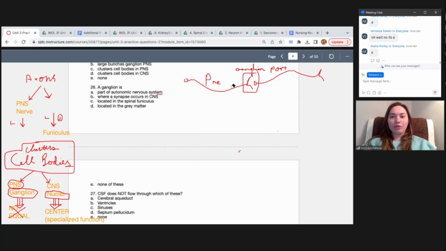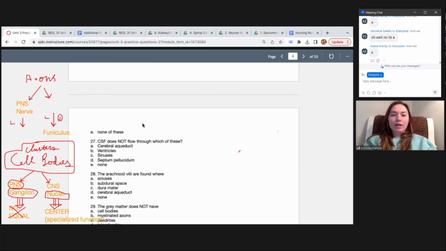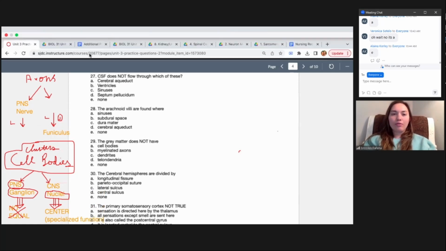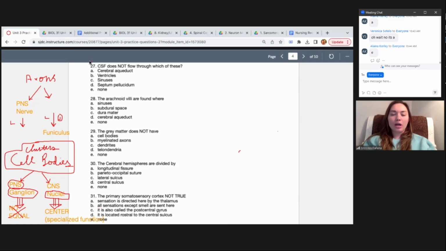Because then you guys are going to review all of your notes, which is the most important thing, that you're reviewing everything in an active way. So don't just sit there and read your notes to yourself. You need to actively engage. One of the best ways to do that is making outlines. So question 27, CSF does not flow through which of these?